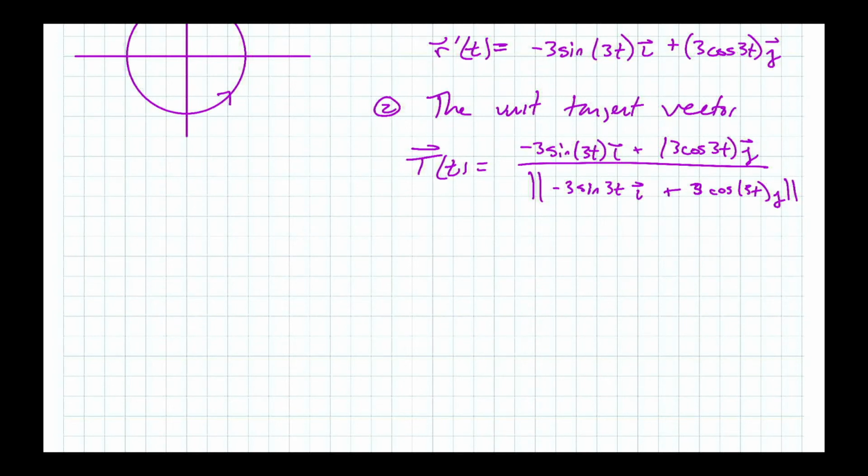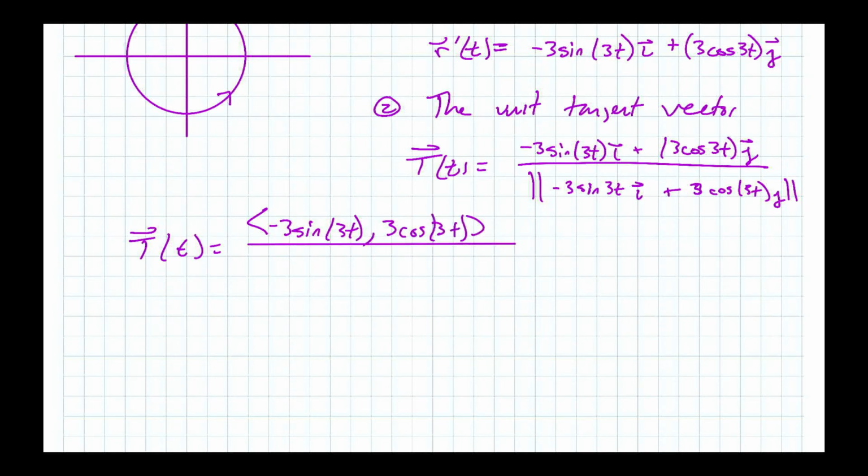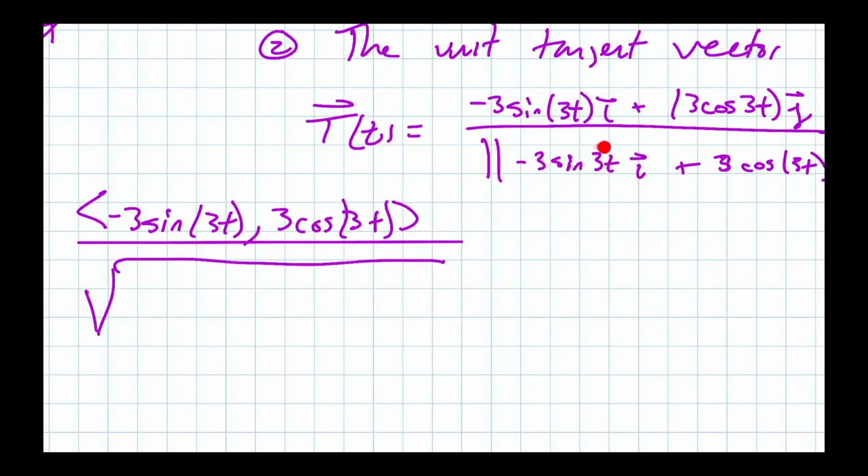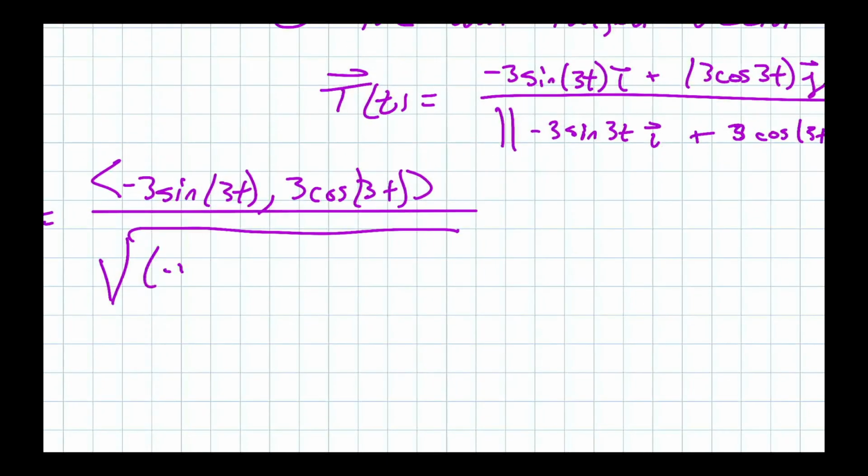So we got T of t here. I'm going to write it in this notation, negative 3 sine 3t, comma 3 cosine 3t, just to make it easier for me to write. And then when we do this magnitude, you have to remember how to do the magnitude of a vector: x component squared plus y component squared plus z component squared. But we got negative 3 sine 3t squared plus 3 cosine 3t squared.